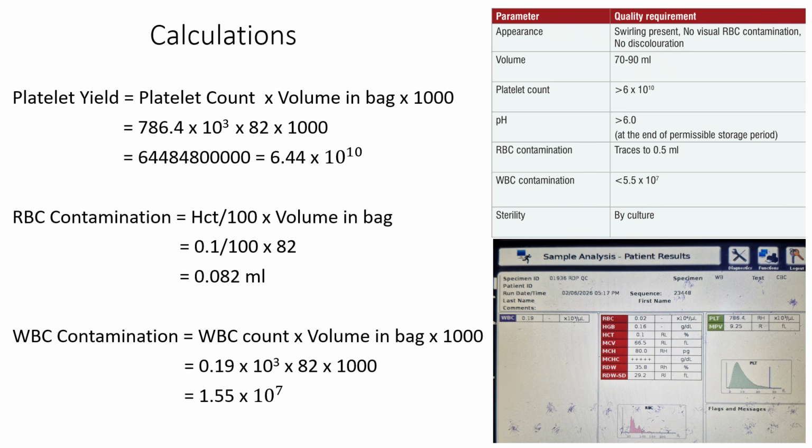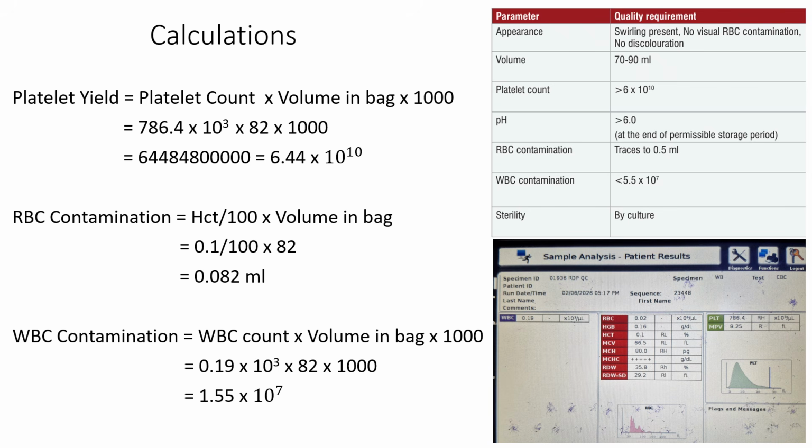To calculate the platelet yield, we will multiply the platelet count into 1000 into the volume of the bag. Here, as we can see in the Coulter results, the platelet count is 786.4 into 10 to the power 3 multiplied by the volume of the bag, which is 82 ml, into 1000, which gives us a platelet yield of 6.44 into 10 to the power 10, which is more than the QC requirement of more than 6 into 10 to the power 10.